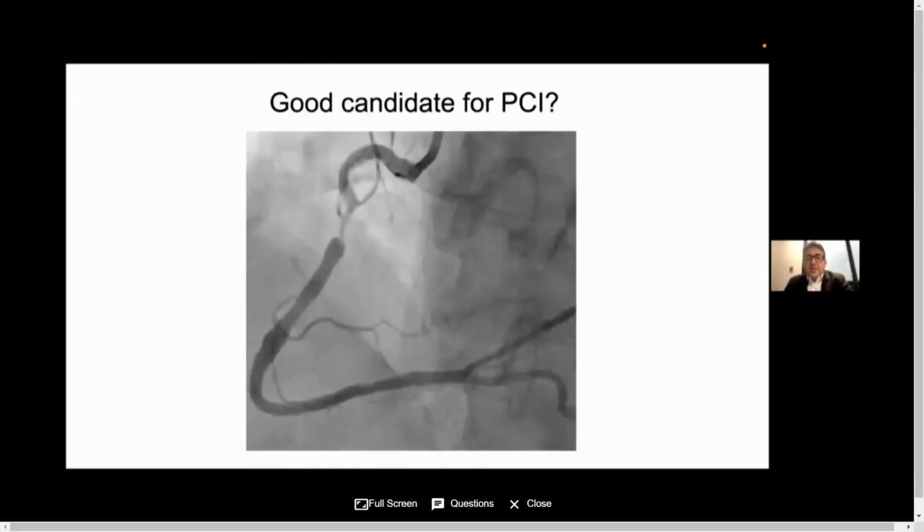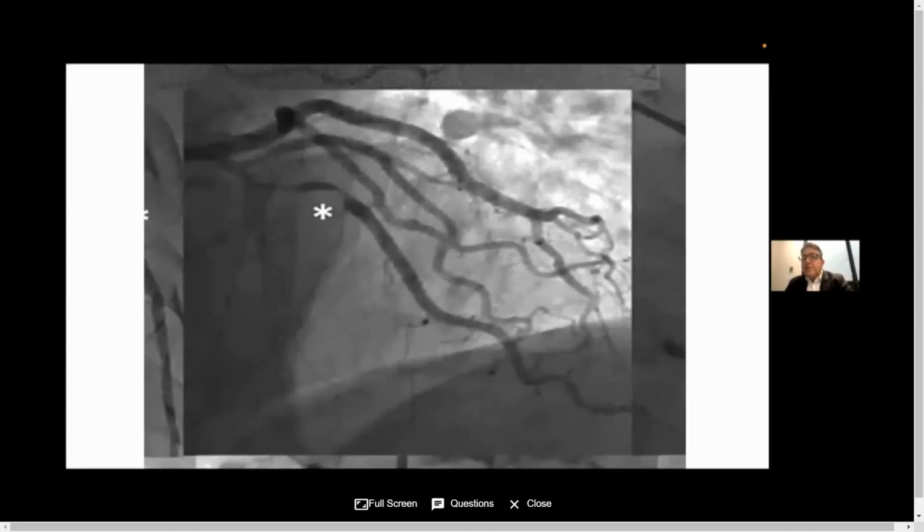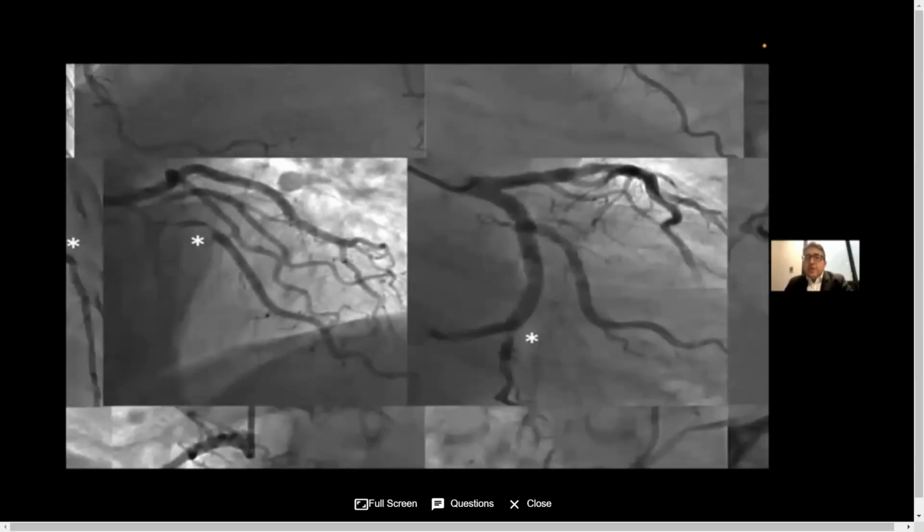Have a look at this. Is this a good candidate for PCI? Looks like a great type A lesion, a nice one to stent. I'm sure we all think it would make a big difference here. Similarly, in this patient here, another lesion which would be pretty easy to treat, and I think we'd do a good job here as well. Well, I want you just to consider this more widely.